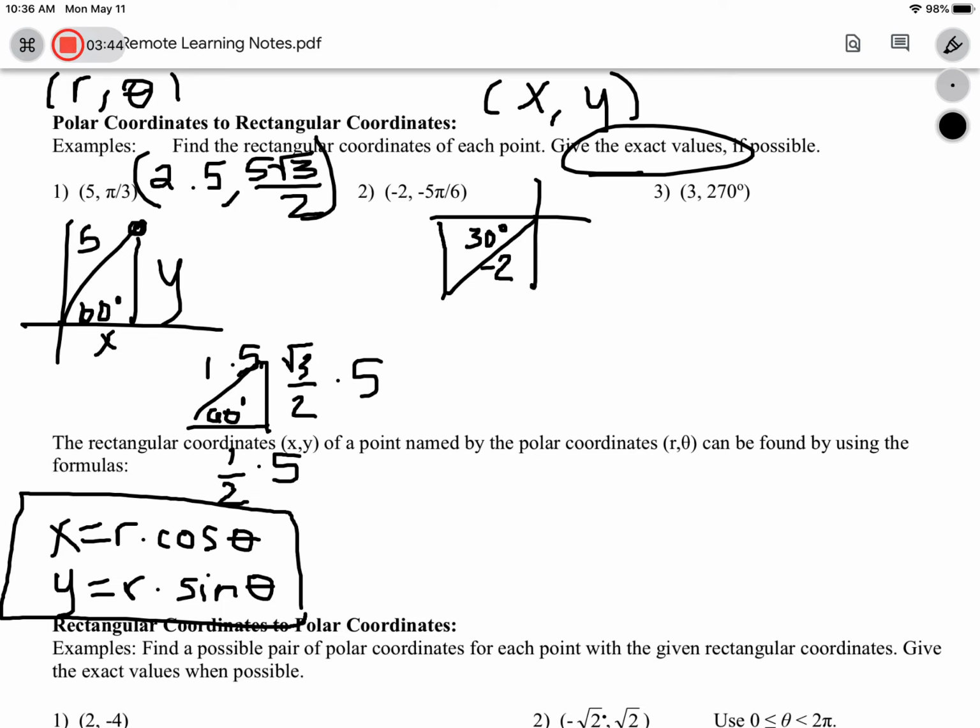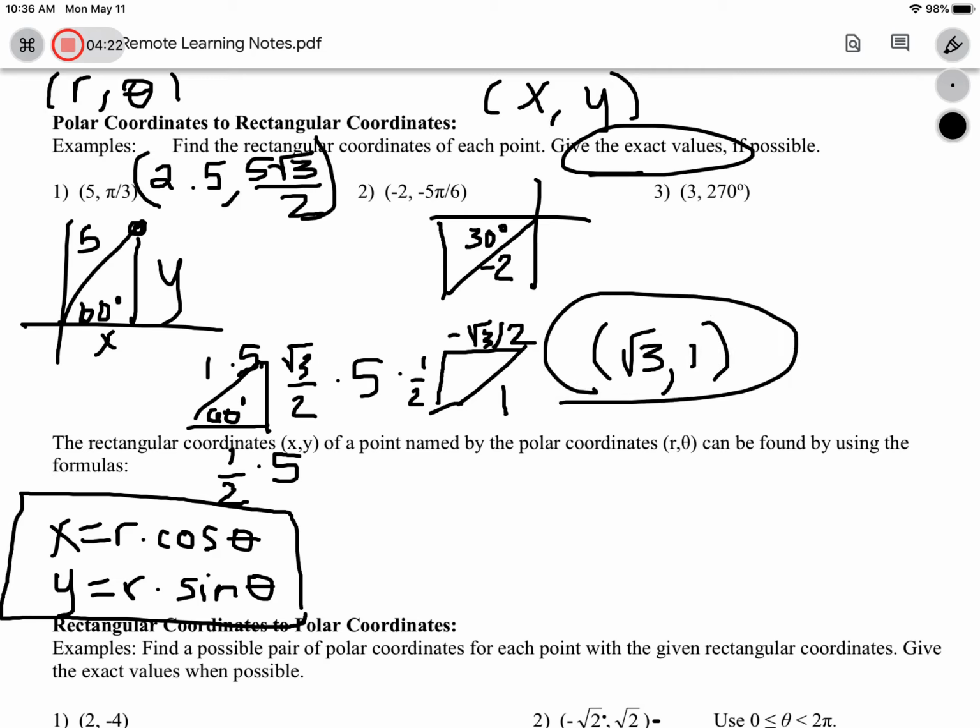So on the unit circle, let's go down here. If we were at 210 degrees, then we would have negative 1/2 as the y and negative root 3 over 2 as the x. And I need to multiply both of those by negative 2 because my hypotenuse is negative 2. So my x value will end up being negative 2 times negative square root 3 over 2, which is just going to be a positive square root 3. And my y value will end up being negative 2 times negative 1/2, which is just a positive 1.